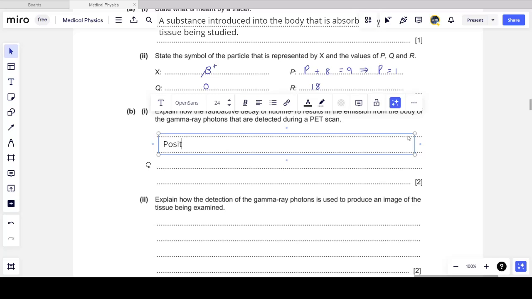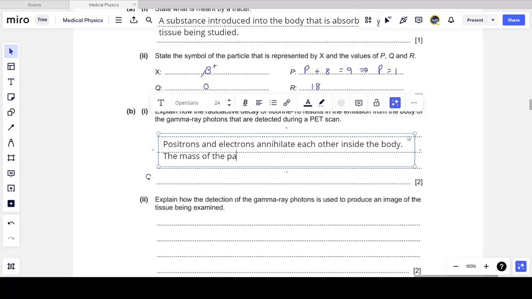Now, what we remember from quantum physics is that positrons and electrons, the particle-antiparticle pair, will do something special. We use a very special word to describe them. They will annihilate each other. And they will annihilate each other inside the body. That's because positrons, once released by the decay, don't have to travel very far until they find an electron. So they annihilate each other inside the body. There's an abundance of electrons inside the body. And the mass of the particles ceases to exist anymore.